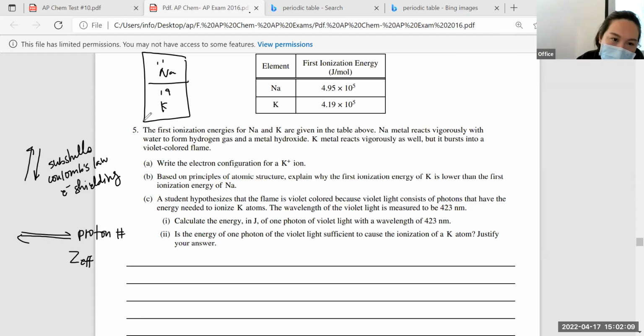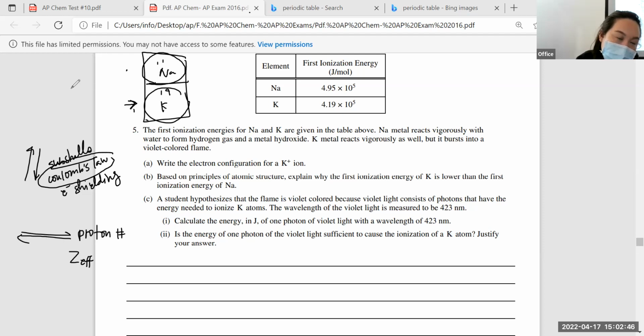So when we look at sodium and potassium, they tell us why is the first ionization energy of K lower than the first ionization energy of sodium? K, right? Compared to sodium, K has what? One more subshell, right? It has one more subshell, and based on Coulomb's law, right?